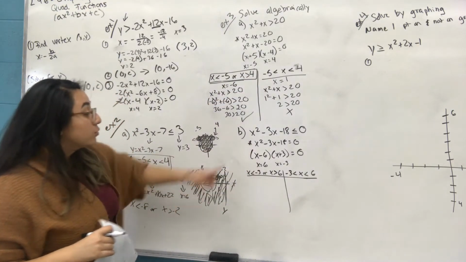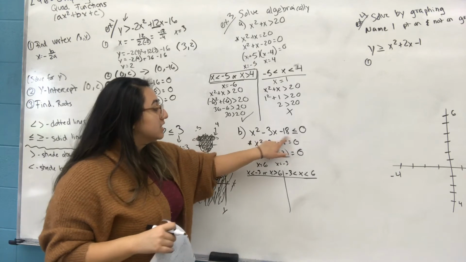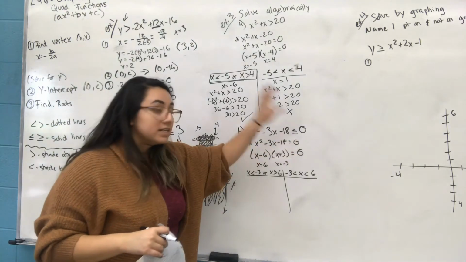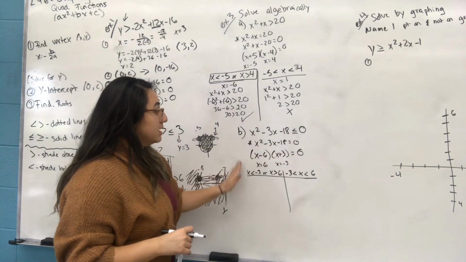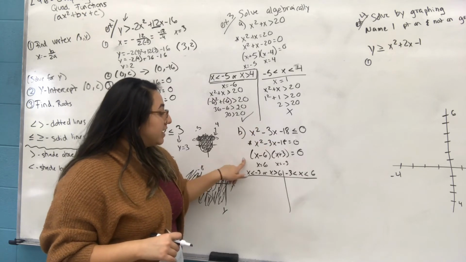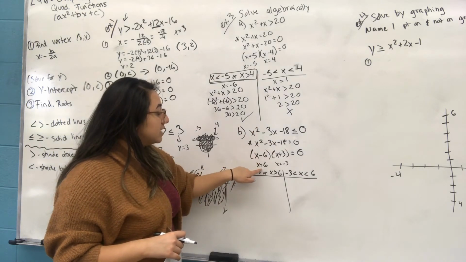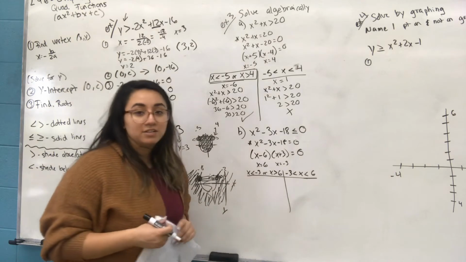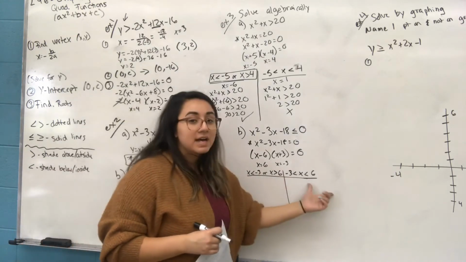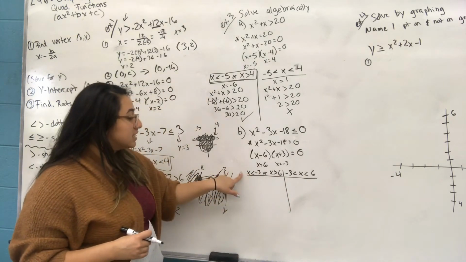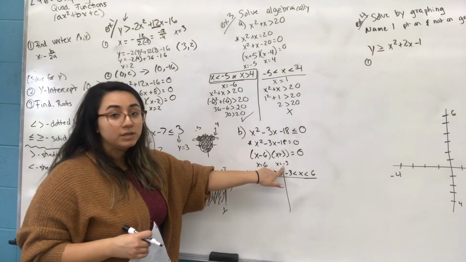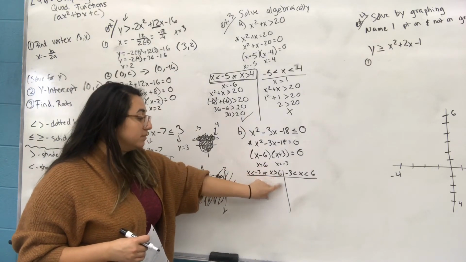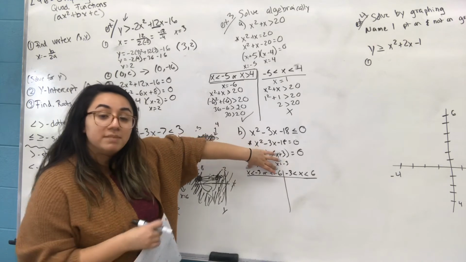X squared minus 3x minus 18 is less than or equal to 0. So instead of graphing it, we can do it algebraically. Meaning, factor and find the roots. I found my roots: x is equal to 6 and x is equal to negative 3. You apply the two compound inequalities. So x is less than the smaller number, which is negative 3, or x is greater than the larger number. This is one compound inequality.